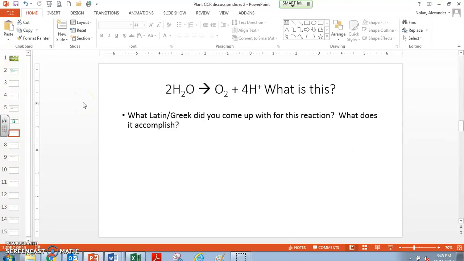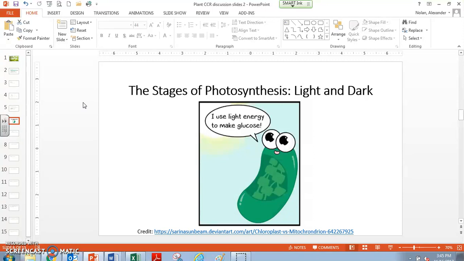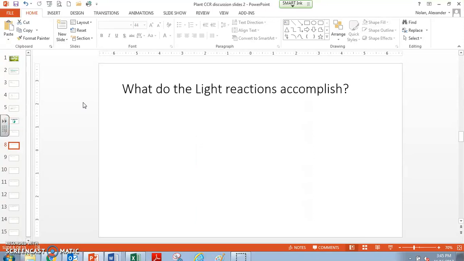So we start with the light reactions. There's a reason why that comes first. And we want to talk about what they accomplish. When we're talking about photosynthesis, the light reactions are step one, and they accomplish a handful of really important things. They are responsible for creating NADPH and ATP. So these create ATP and NADPH.